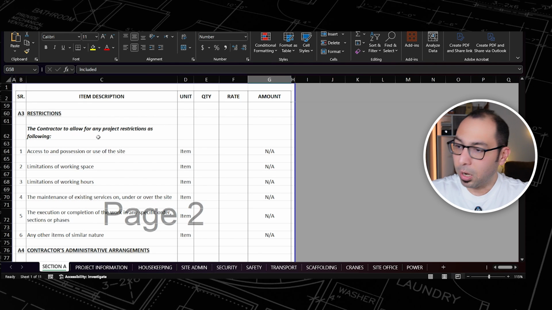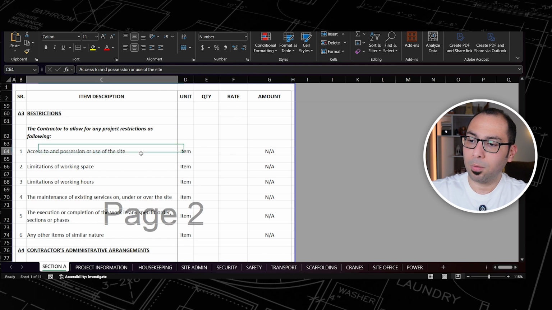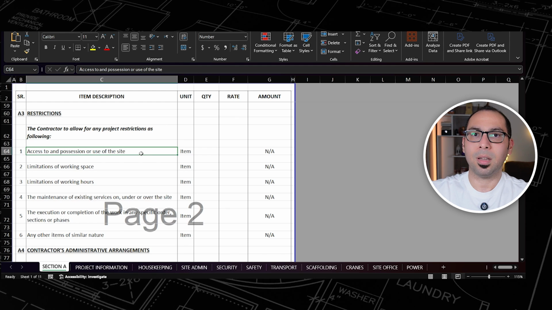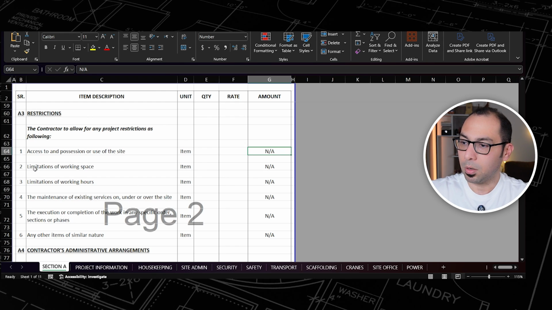And when we come to subsection number 3, which is the restrictions, you will find here that the contractor has to allow for any project restrictions, such as what? What are the restrictions that can be in a project? Access and possession or use of the site. So for example, is there anything on the plot of the project so that you have to clear the plot before you start the works and all of that? If yes, then clearing the plot before starting the works will cost money, then you will have an amount here.